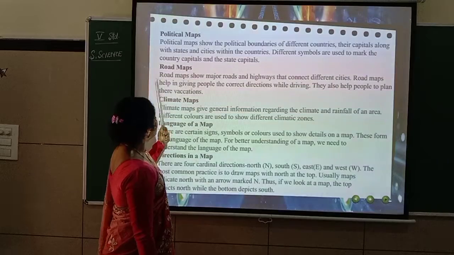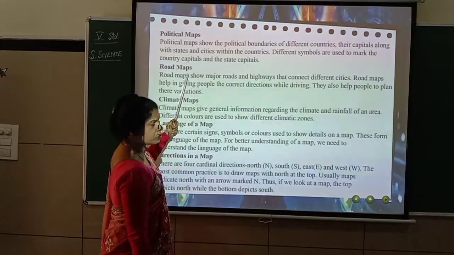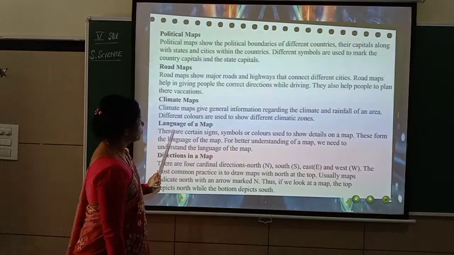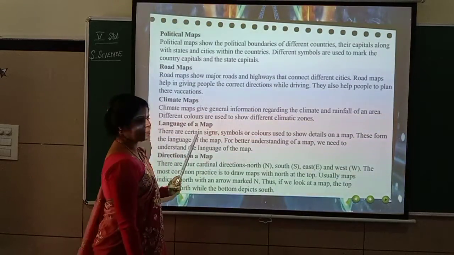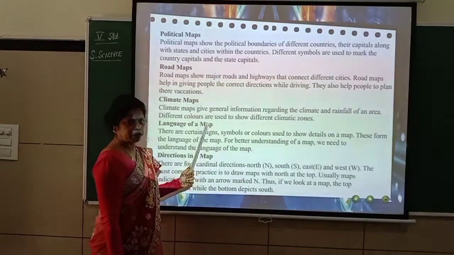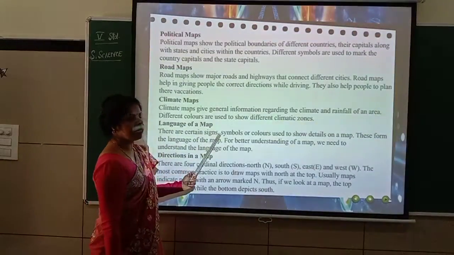So, in the previous class you learned about the different types of maps: political, physical, road, and climatic maps, isn't it? Now, let us see about the language of a map, how a map is denoted. The person who is drawing it is the cartographer, isn't it? So, the language of a map.